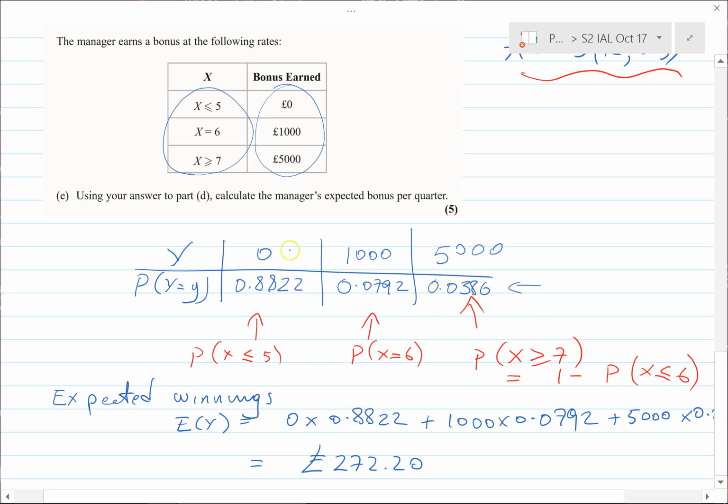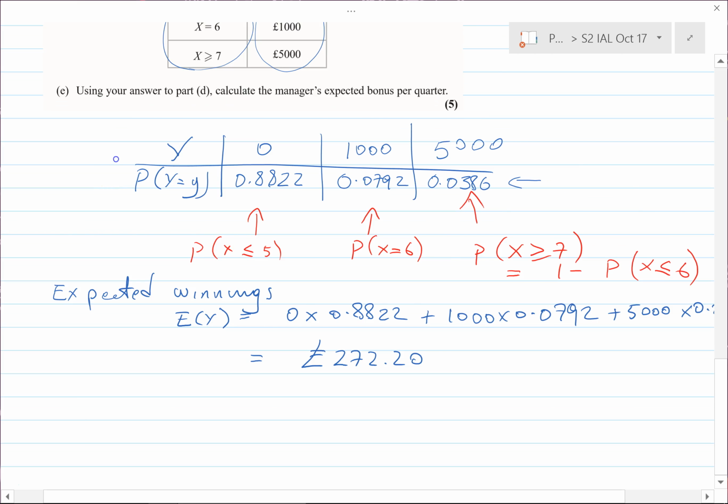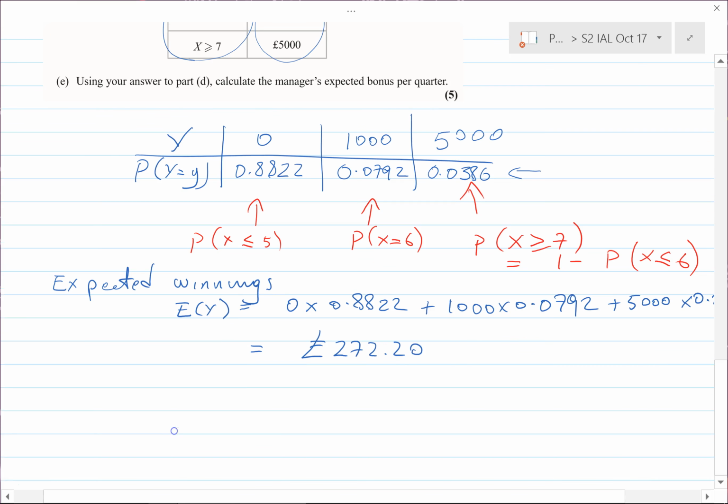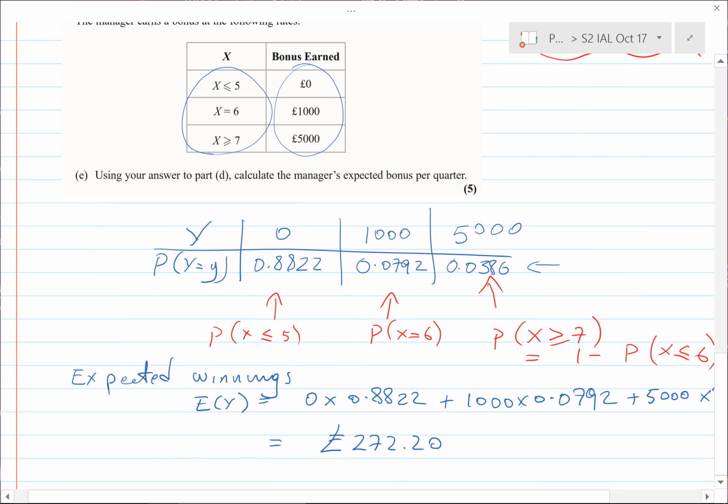And then the expected winnings is this times this times this, plus this times this. So a little bit of a fiddly, well it's not fiddly, but we had to think our way through that question quite a bit, and the final answer is £272.20. Okay, so I think that was that for question 2.